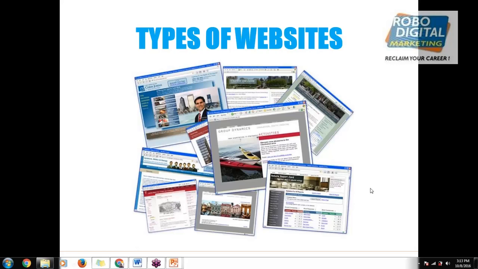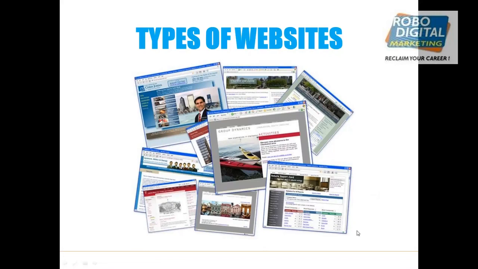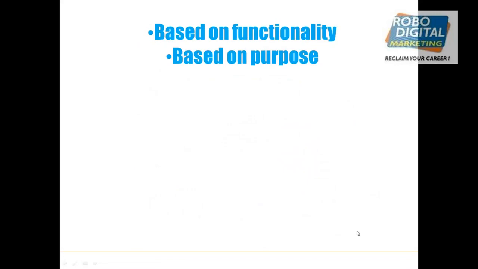First is type of websites. So in this, you should know about types of website. We have categorized websites into two parts. The first is based on functionality, another is based on purpose. We categorize websites on two bases, one on functionality, another on purpose.